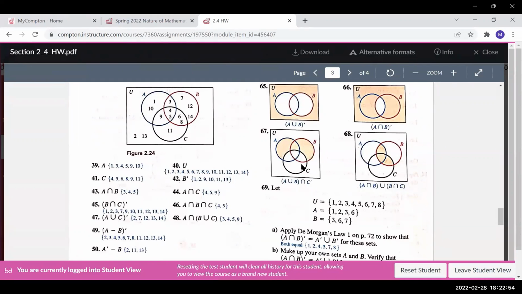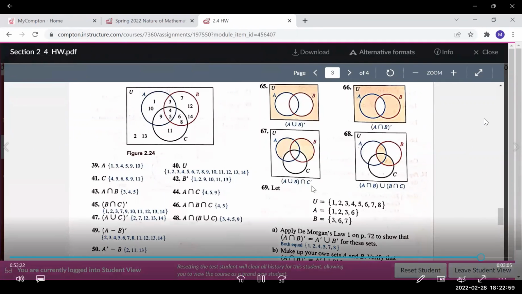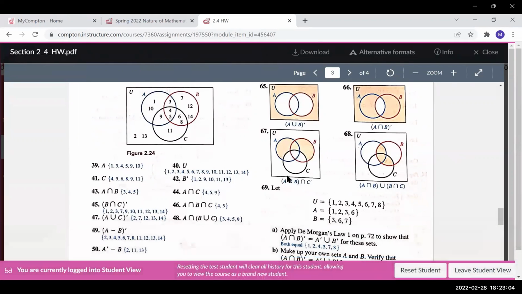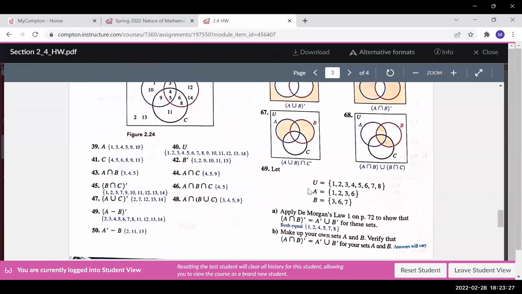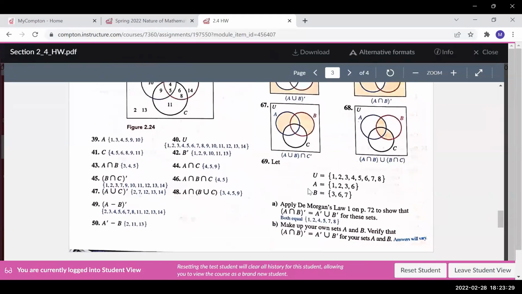I had a question. A union B and then intersect C apostrophe, or how do you say that? You would say A union B intersected with the complement of C. A union B is everything in A and everything in B, but then you intersect that with the complement of C, which is everything outside of C. So the overlap is going to be what you see in yellow. Oh, okay. I get it. Thank you. All right, no problem.